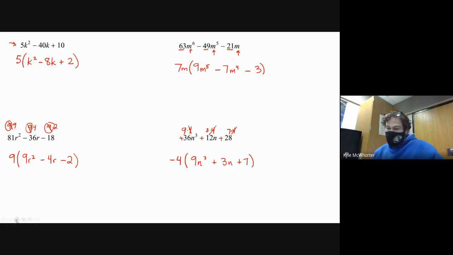And then on big crazy ones like that, we often want to double check and make sure that if we were to multiply it out, it would work. So you just want to run through and double check. -4 times 9 will give you -36. -4 times 3 would give you -12. And -4 times 7 would give you -28. Okay, so that is a quick review of factoring out a greatest common factor.